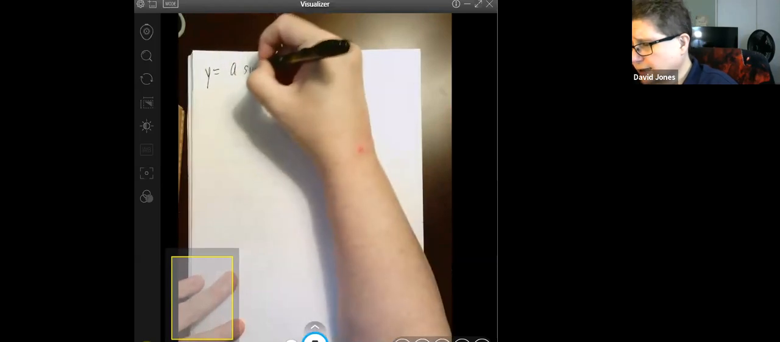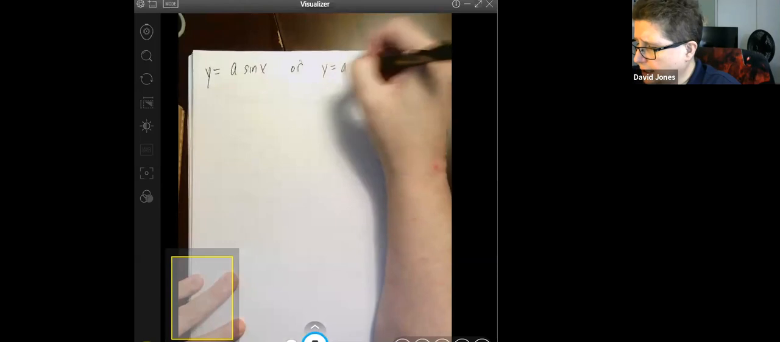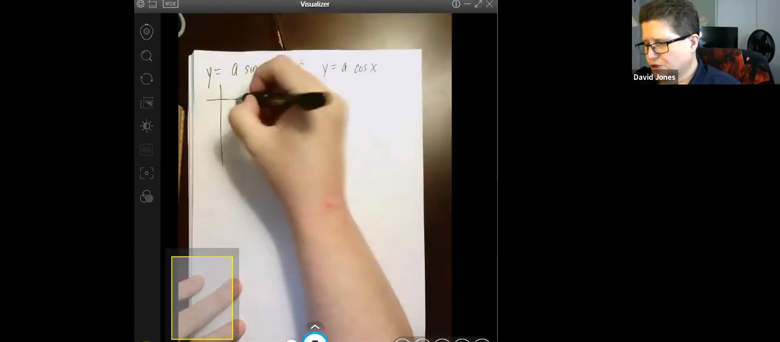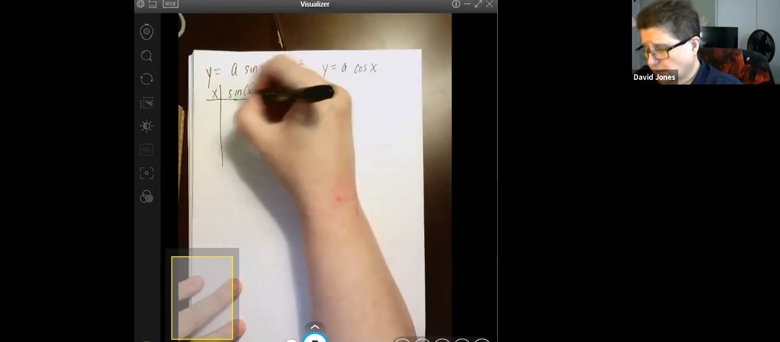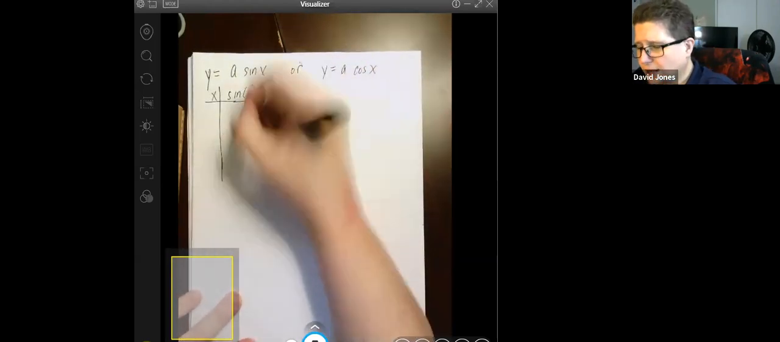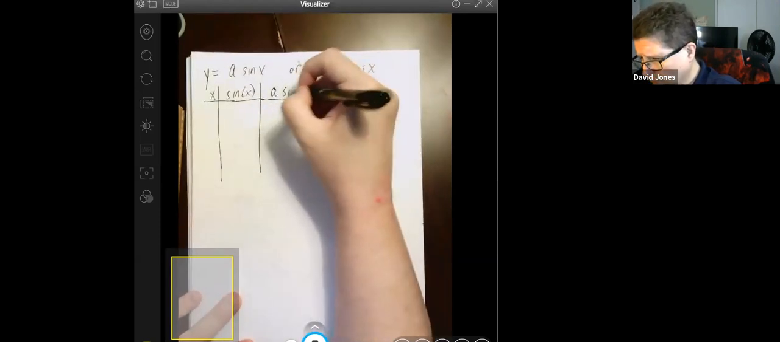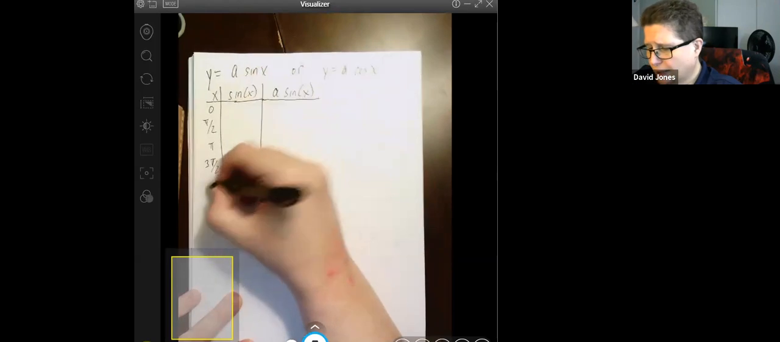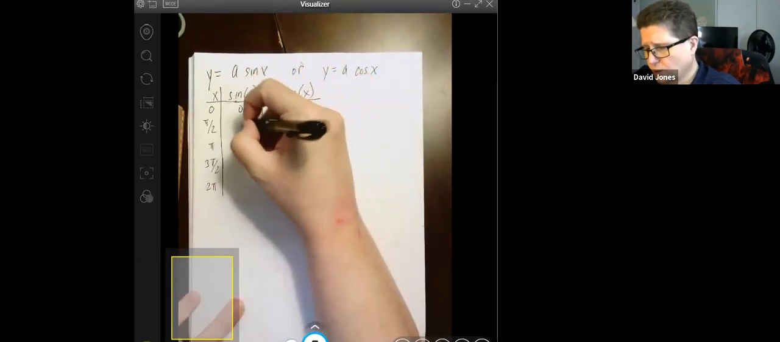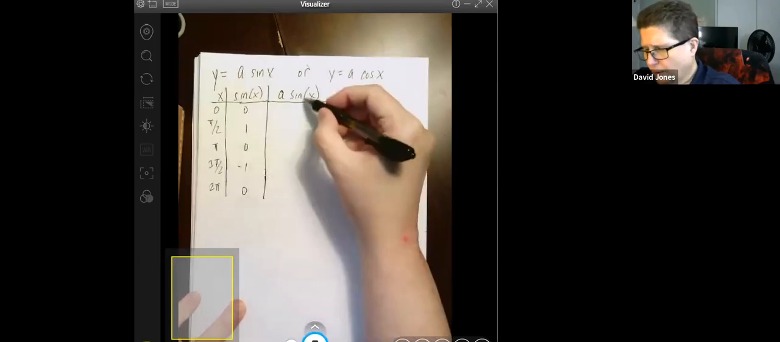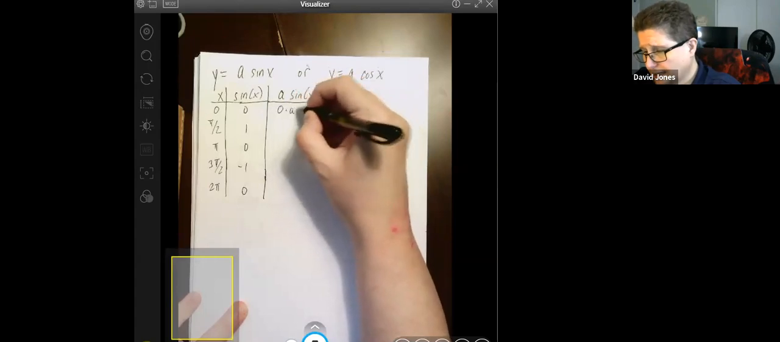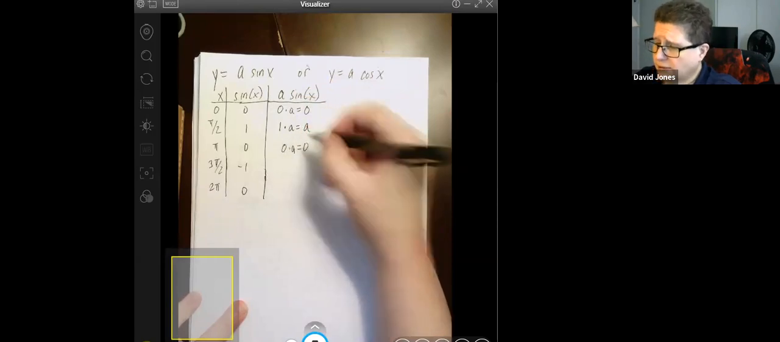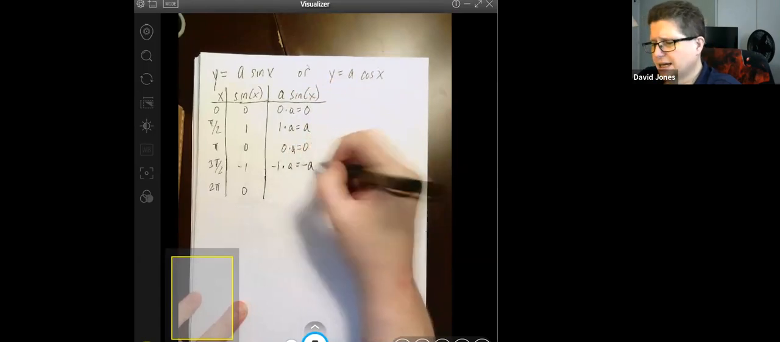Y equals a sine x or y equals a cosine x. If you do your charts, I'm just going to do sine x. You'll see how it works. We got 0, pi over 2, pi, 3 pi over 2, 2 pi. This was 0, 1, 0, -1, 0. And then when we multiply it by a, 0 times a is 0. 1 times a is a. 0 times a again is 0. Negative a, and we're down to 0 again.